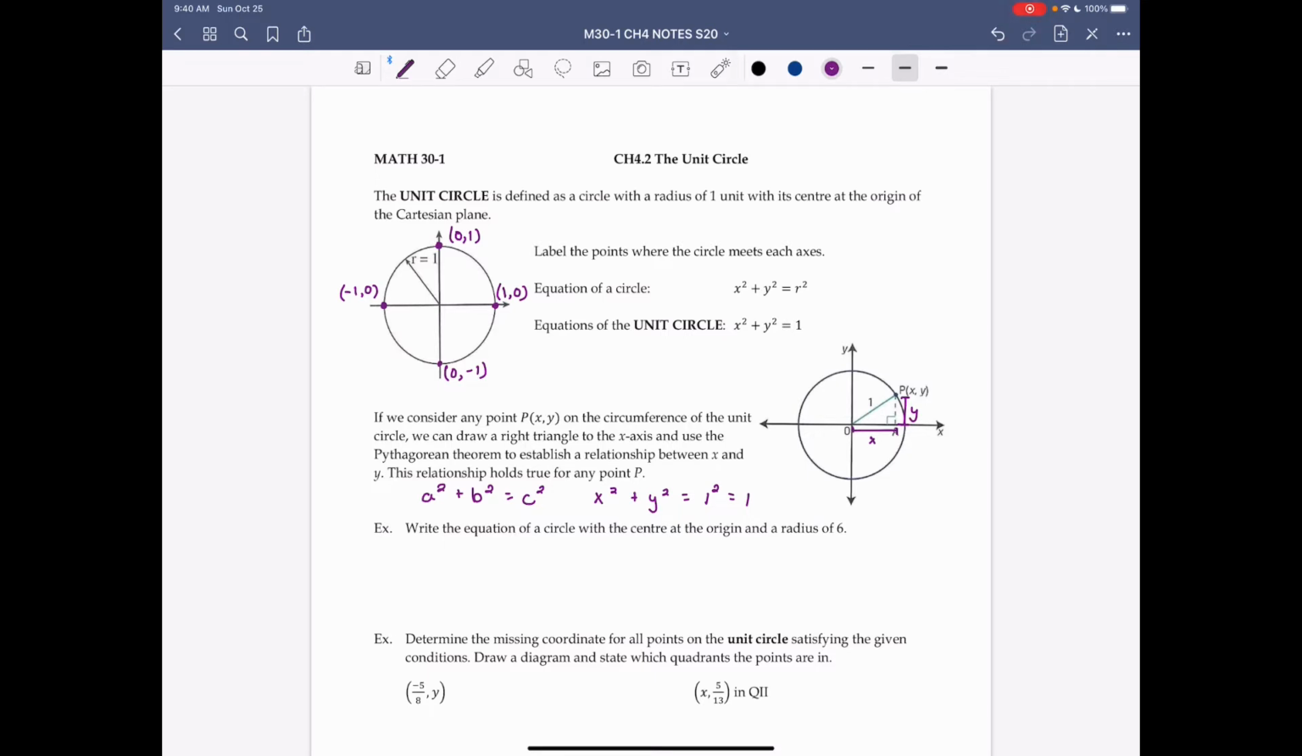Example, write the equation of a circle with the center at the origin and a radius of 6. Start with Pythagorean theorem, a squared plus b squared equals c squared, where c is the hypotenuse. In a circle, our hypotenuse is going to be the radius. Then we have x squared plus y squared equals 6 squared, which gives us x squared plus y squared equals 36.